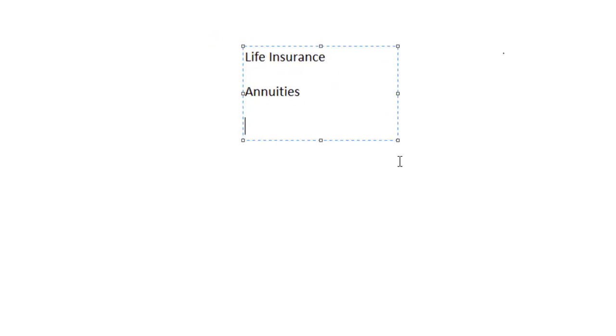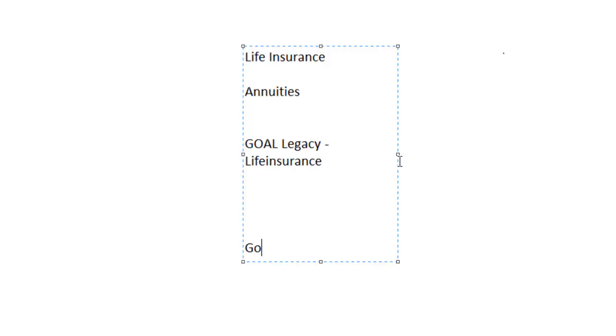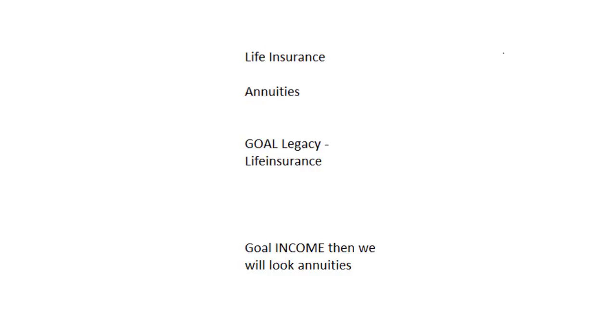So my first illustration here is we have to look at what is our goal. If our goal is to leave a legacy, then we're going to point to life insurance. If our goal is income, then we will look at annuities. So I'm going to just draw this out for you to be pretty simple. I use a pen here, pen tool.